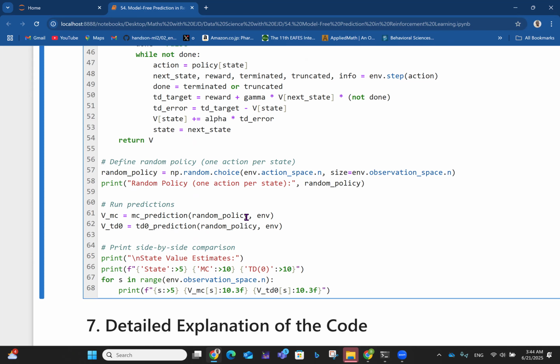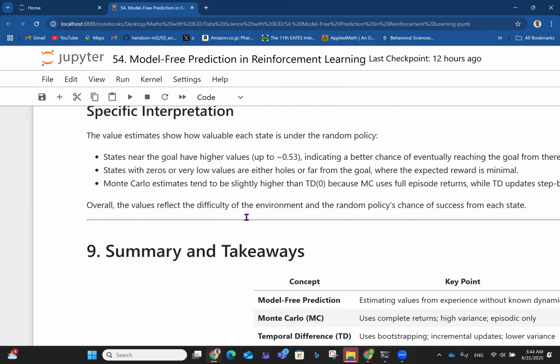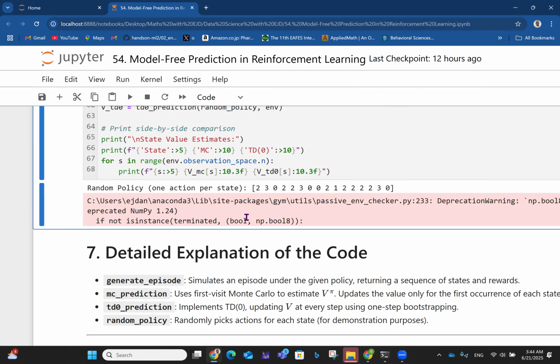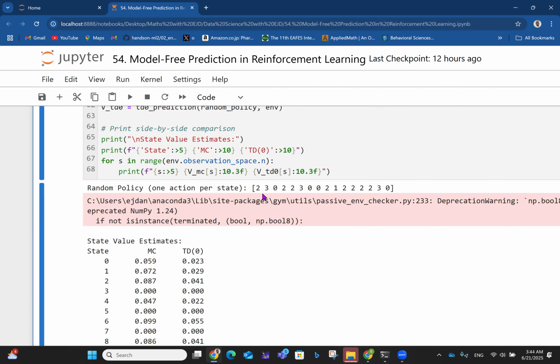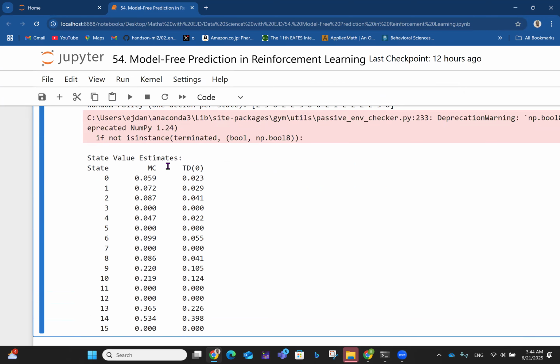So I run this now, and then we see what that looks like. Okay. Right. So we have random policy, one action per state. So you have 2, 3, 0. So these are the possible actions per state. So coming here now, we have state value estimate. So we have 16 states since we are dealing with a 4 by 4 thing. So we have 0 to 15. That's making 16 in all. For Monte Carlo, you have 0.059. For temporal difference, you have 0.023.